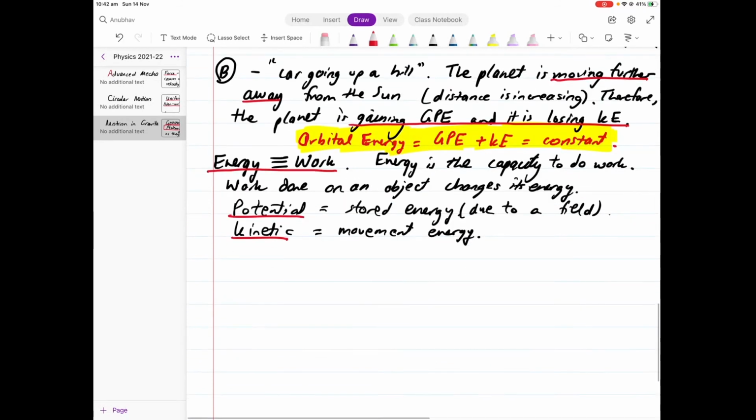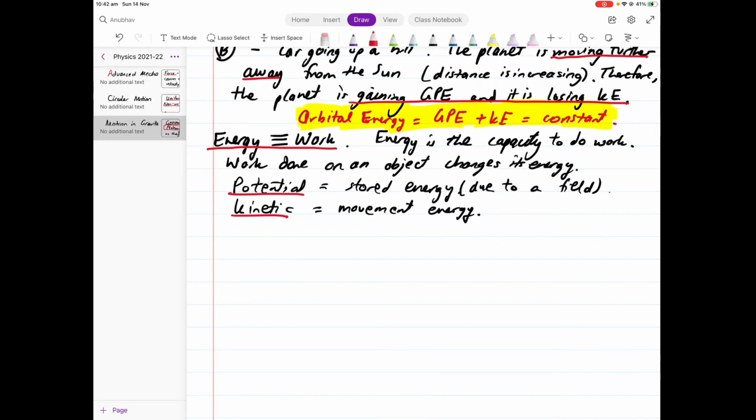And there are many types of potential energy. I've talked about the field, but the ones you're going to be learning about are electrical potential energy, which you probably have done in year 11. Do you remember electrical potential energy? Yes, no, maybe? We'll be covering electrical potential, gravitational potential.